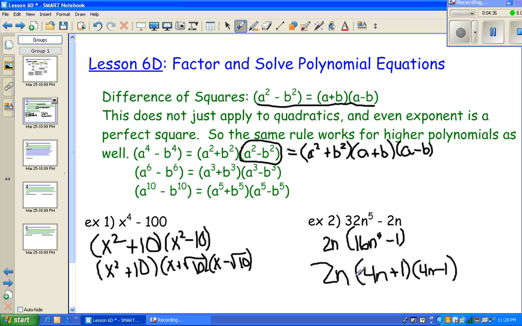Can you break 2n down? No. Can you break 4n plus 1 down? No. How about 4n minus 1? No. So once you've broken each individual factor down as far as it can be broken down, you know that you're finished factoring. If it was an equation, it would be at this point that you would solve for n or x.